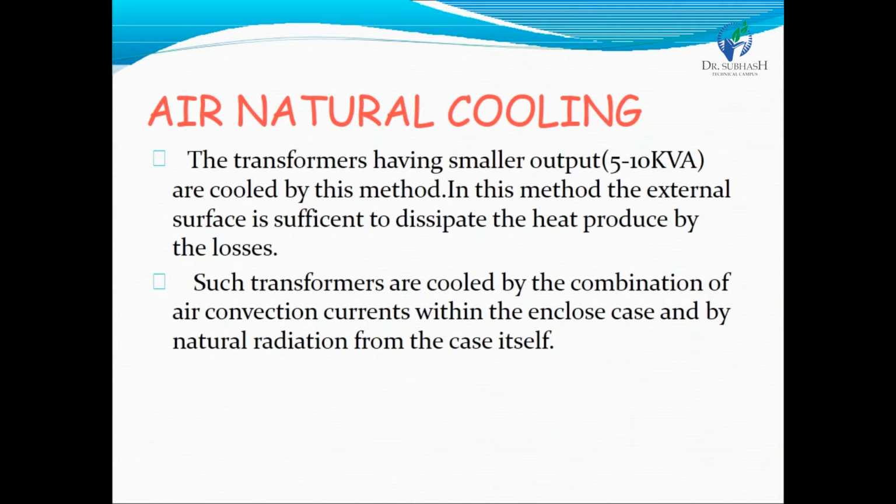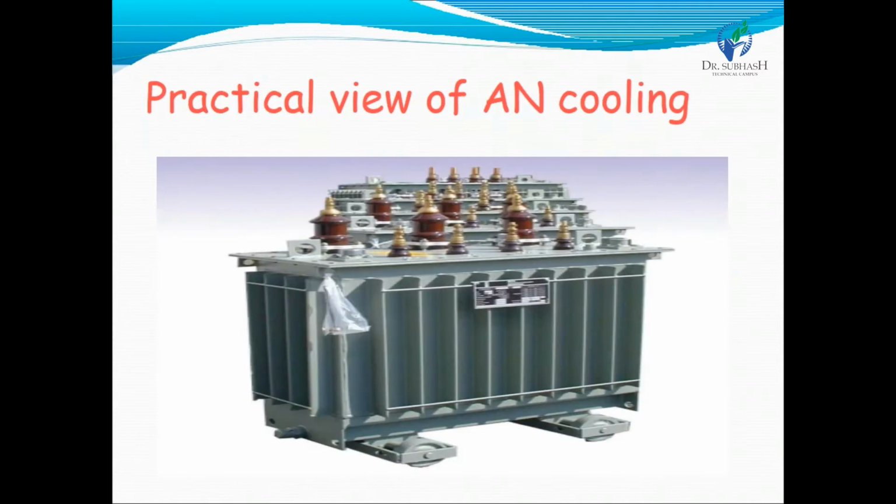First is air natural cooling. This method is used for dry type transformers. The air surrounding the vicinity of the transformer is used for cooling. This method is suitable for transformers in the range of 5 kVA to 25 kVA. Here is the practical view of the AN cooling system.